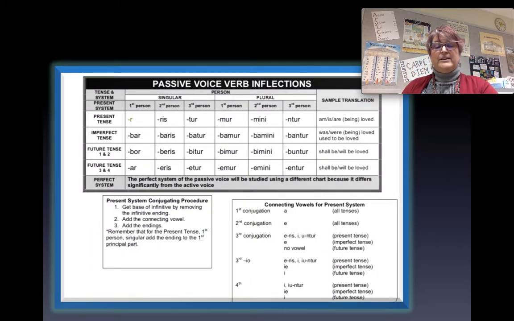Finally, let's take a look at our future tense endings for third and fourth conjugation verbs. Please make sure to write these endings on your chart as well as the sample translation.